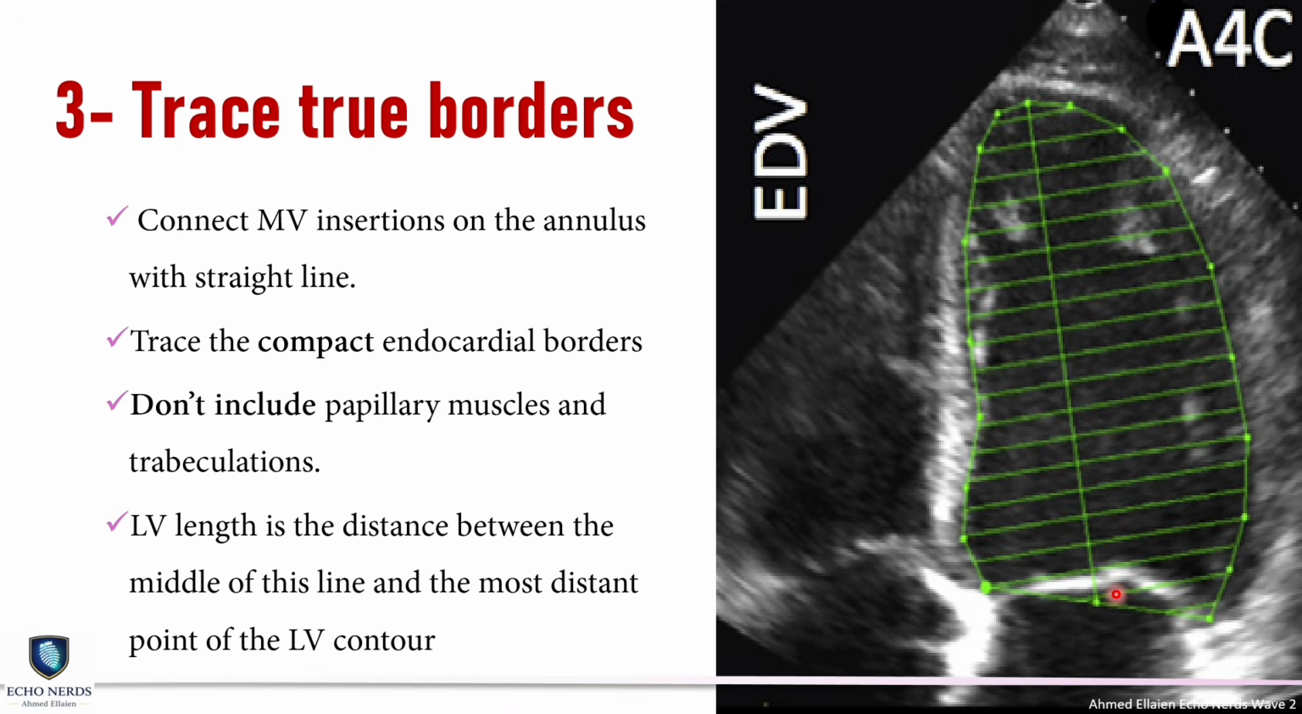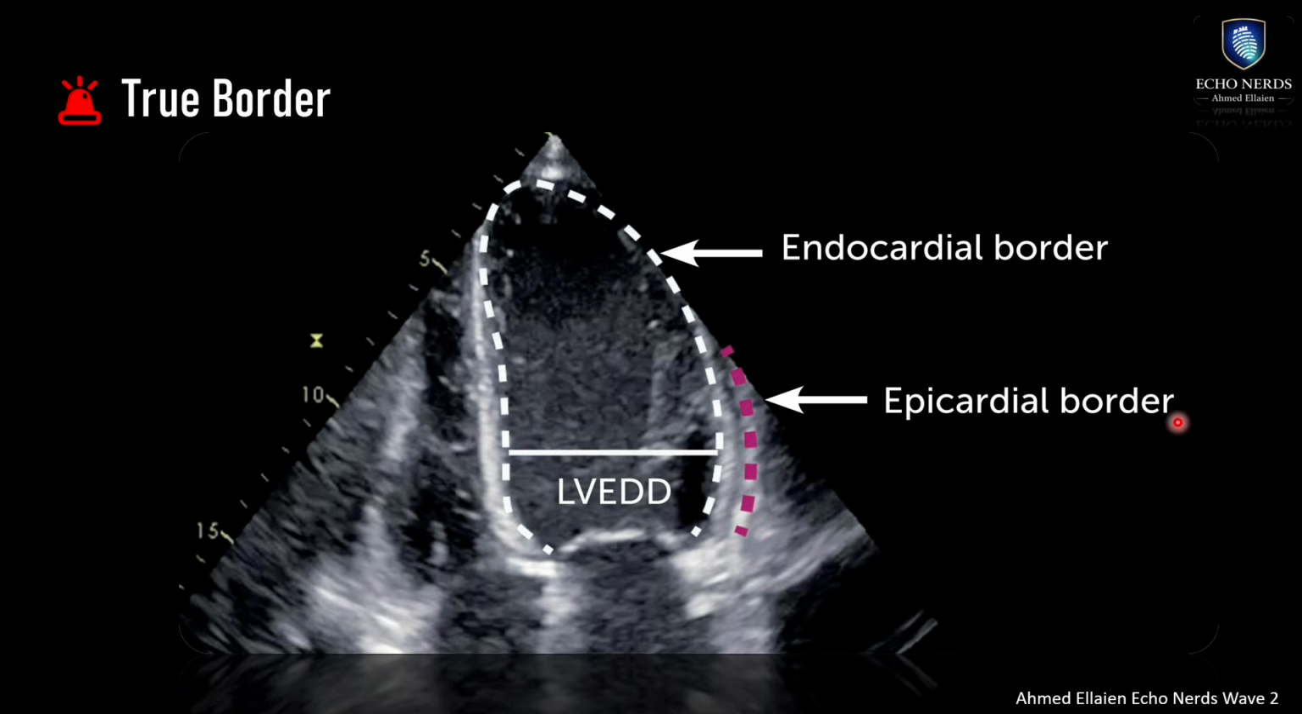Again, before leaving this slide, don't include the papillary muscle and trabeculation inside the tracing because they are part of the cavity. And I will show you again an example of this. Here we can see the true endocardial border. This is the epicardial border. We don't trace the epicardial border, but we trace the endocardial border.